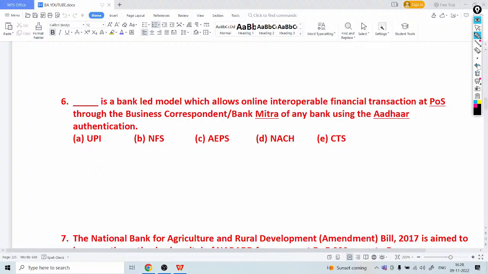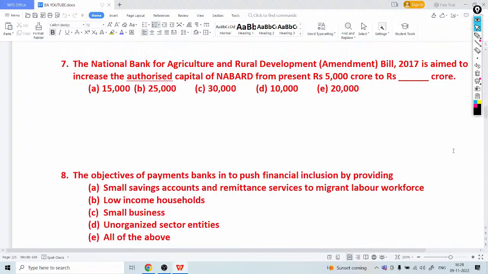So let's go to the next question. The NABARD Bill 2016 is amended to increase the authorized capital of NABARD from 5,000 crore to 30,000 crore. From 5,000 crore to 30,000 crore. What is the authorized capital? Authorized capital is the capital authorized by the government for a company, the maximum amount of capital that can be raised by it. That's called the authorized capital. Okay, that is 30,000 crore. How much? 30,000 crore.